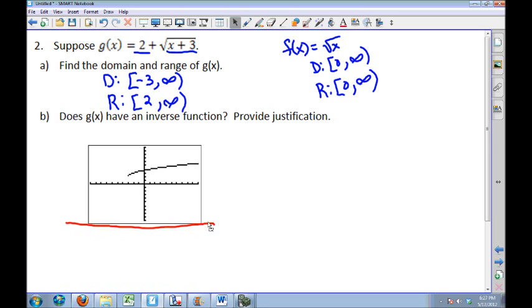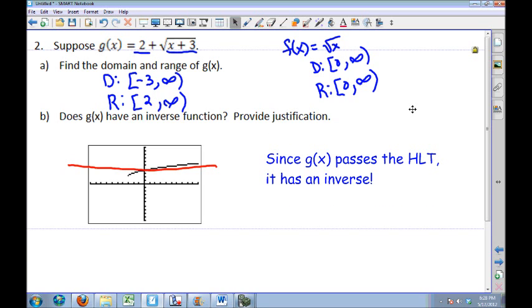What I do is basically imagine a horizontal line traveling through this graph, and if it touches the graph only at one position all along the line, that makes the graph 1 to 1, which means that it has an inverse function. If it intersected at more than one location, it would not have an inverse. But since g of x passes the horizontal line test, it has an inverse. Yay! So now let's find that inverse.